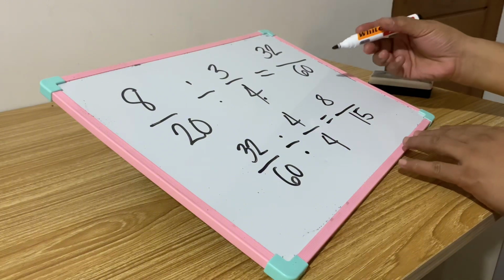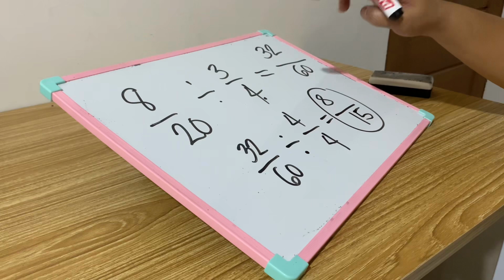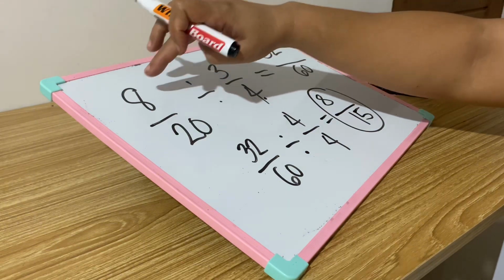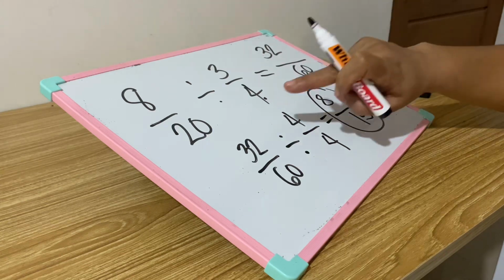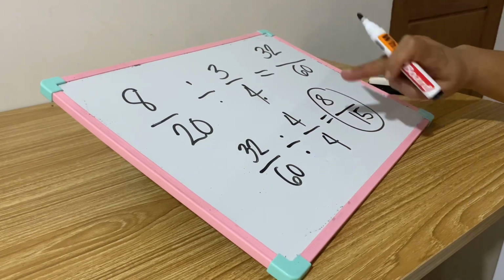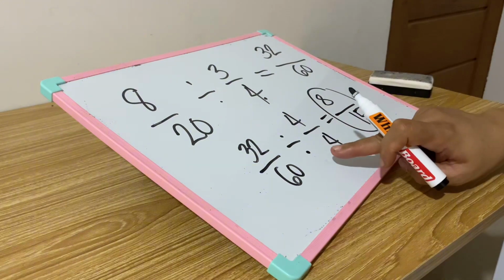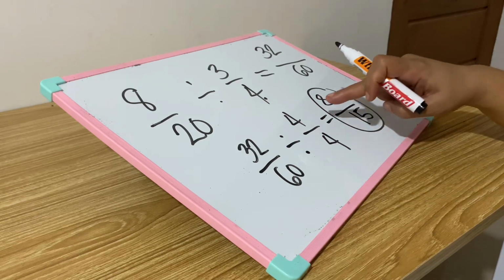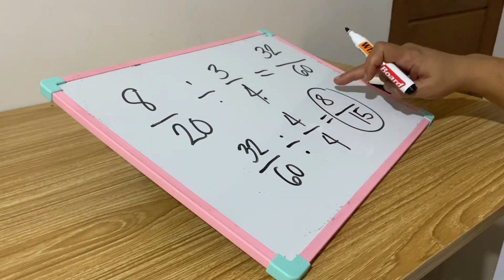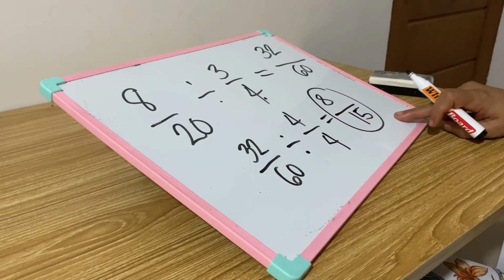So therefore, the answer is 8/15. Okay? Again, 8/20 divided by 3/4. So, 8 times 4, 32. 20 times 3 equals 60. 32 over 60. We will change this to lowest term. And the GCF is 4. 32 divided by 4 is 8. 60 divided by 4 is 15.